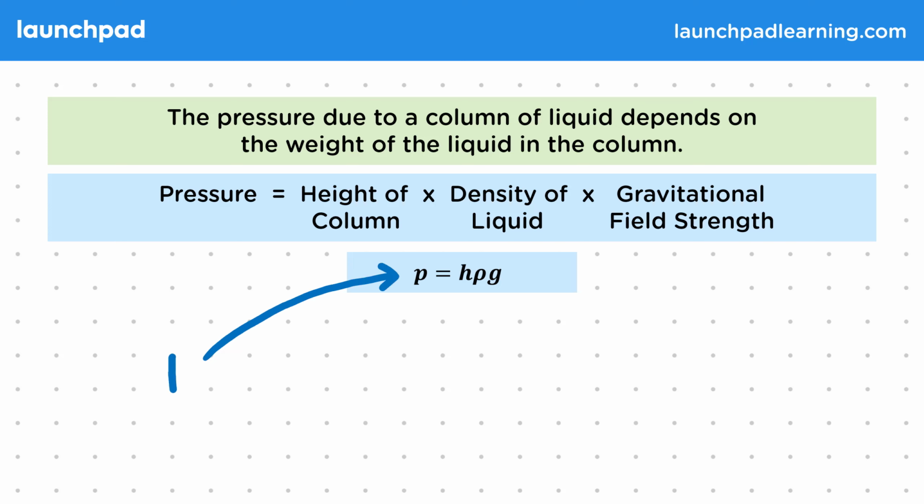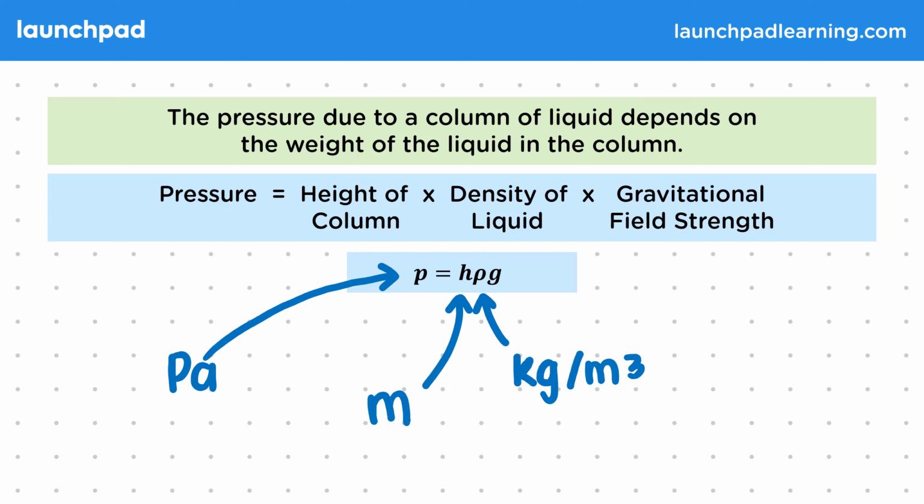The pressure is measured in pascals. The height of the column is measured in meters. The density of the liquid is measured in kilograms per meter cubed, and the gravitational field strength is measured in newtons per kilogram. Normally, the gravitational field strength changes with depth, which would require a different equation, but you can assume that this is the equation to use for pressure depth problems in an exam.